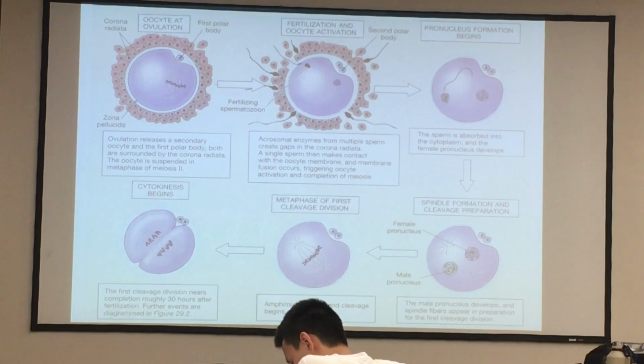It's an egg surrounded by granulosa cells. And we call it corona radiata. That means surrounding flower. Okay. The purpose is to protect the egg. So a single sperm cannot enter. They have 100 sperm that release enzyme, and then one sperm can enter.